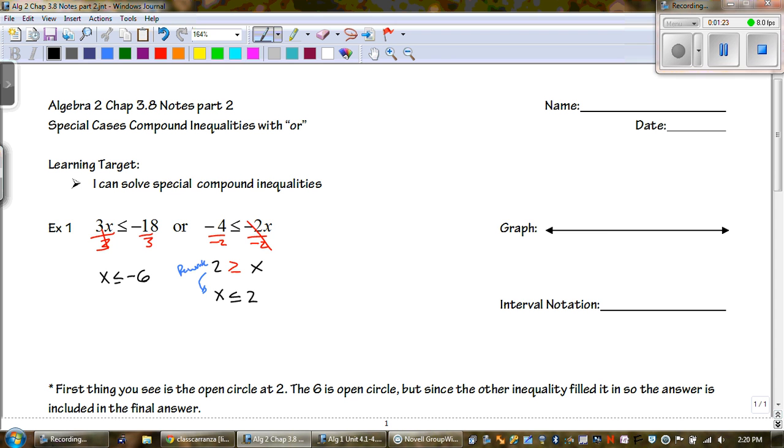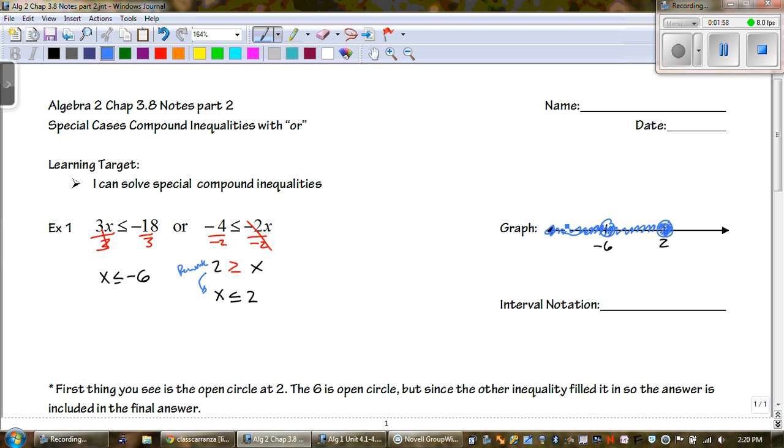As we graph this, I'm going to start with negative 6. We're starting with that negative 6. It's open, and we shade to the left. But now our next one is at 2. That's closed, and we shade everything to the left. So see how that negative 6 got filled in?